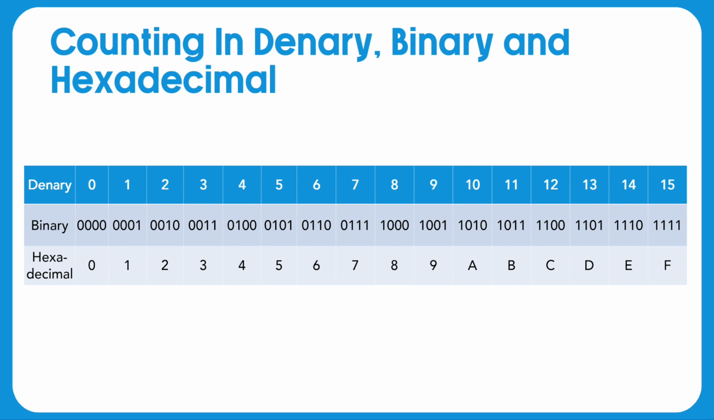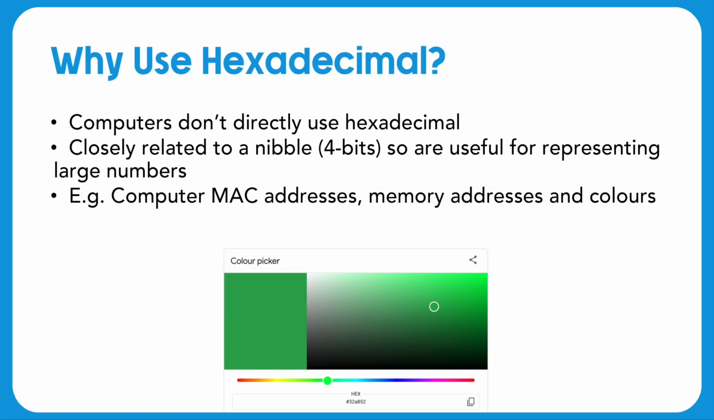While computers don't really use the hexadecimal number system that much, it is very useful to computer scientists, as one hexadecimal digit represents 4 bits of binary data, which is also called a nibble. This allows us to much more clearly represent large values in fewer characters. It's used for a wide variety of applications, including for colour pickers, computer MAC addresses, and for representing memory addresses.